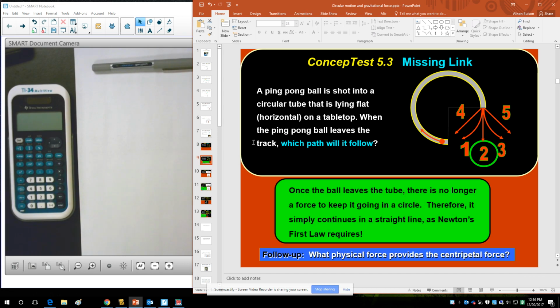You should conclude that the ping pong will take path 2. That is the straight line path that is a continuation of the path it was taking before centripetal force ceased.